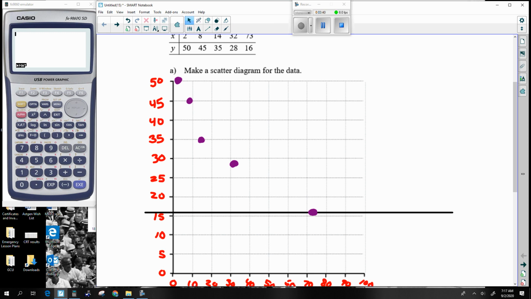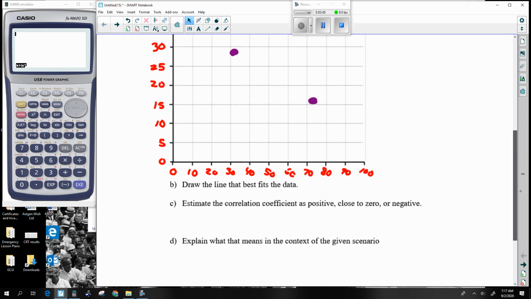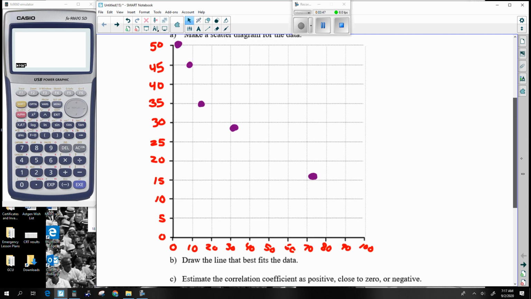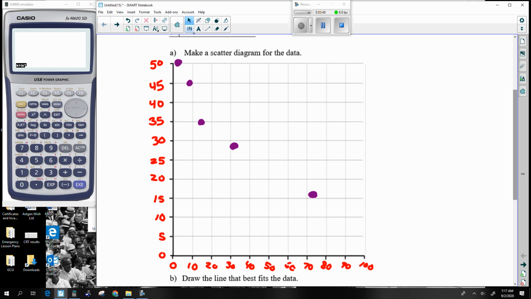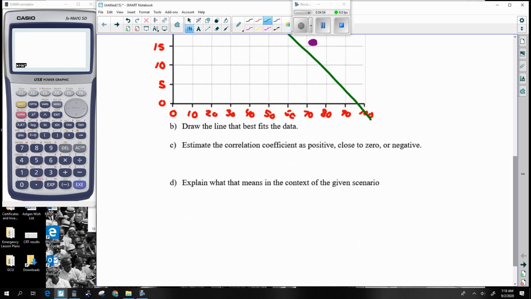The next question is going to be asking for the line of best fit. Yeah, the line that best fits the data. So again, that is going to kind of mirror the stuff and be a straight line, something like that. Make sure the line goes through the complete picture. Estimate the correlation as being positive, close to 0, or negative. This has a downward sloping line, so this is going to be negative.